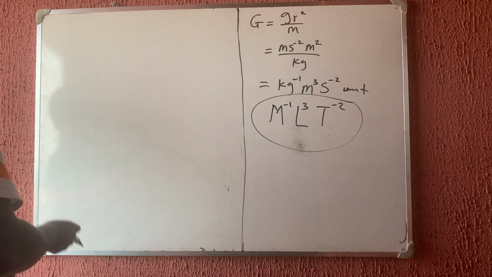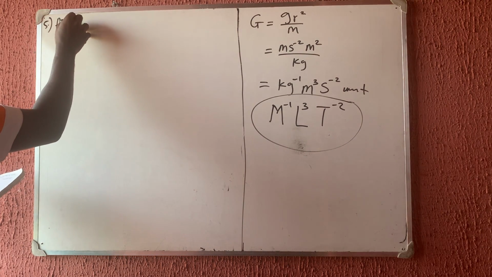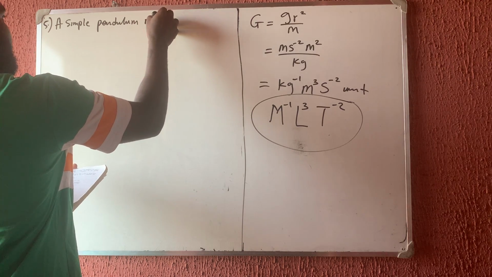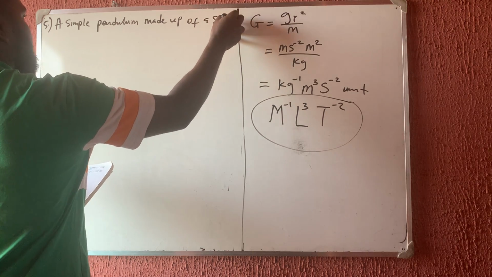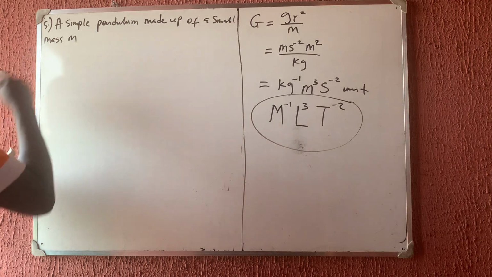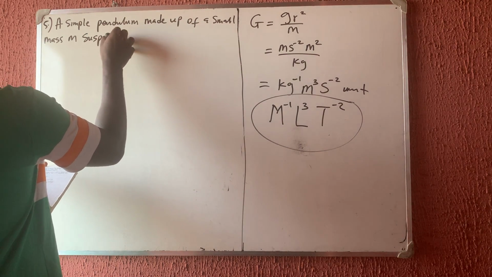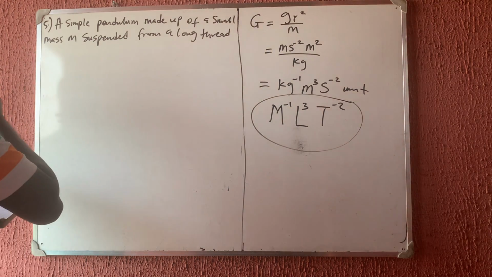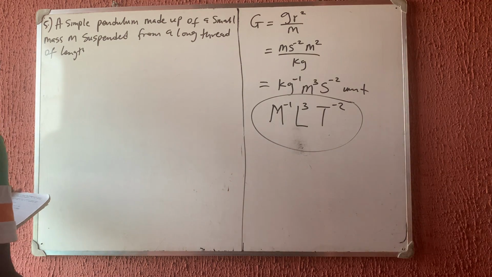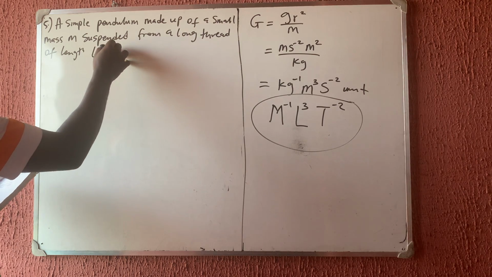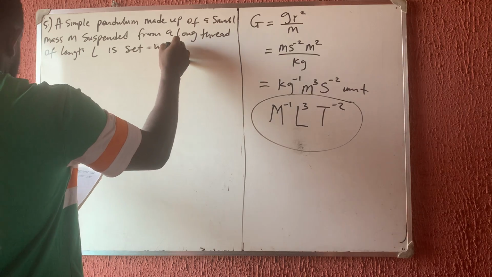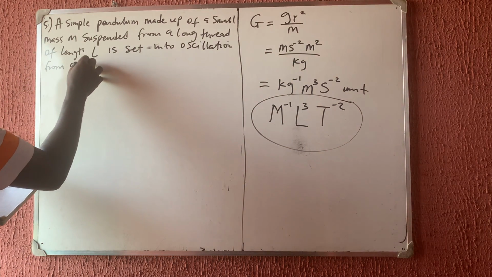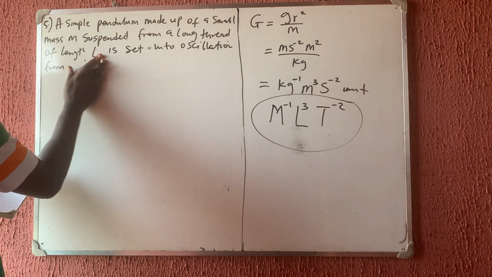So question number 5 said a simple pendulum made up of a small mass m suspended from a long thread of length L is set into oscillation, full stop.